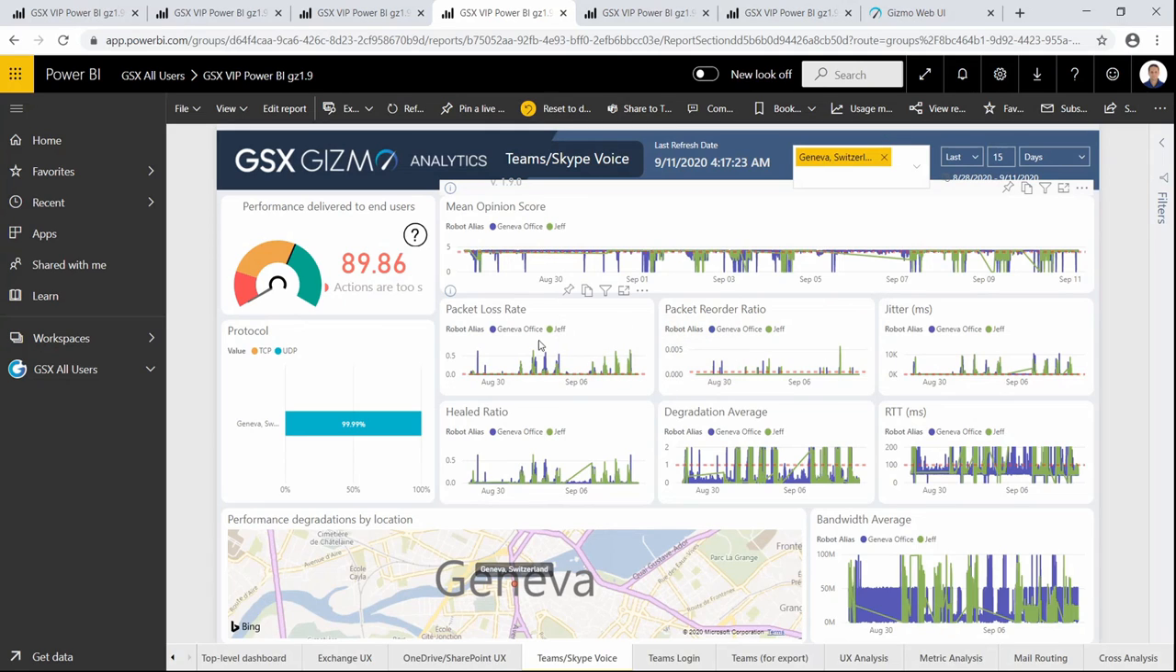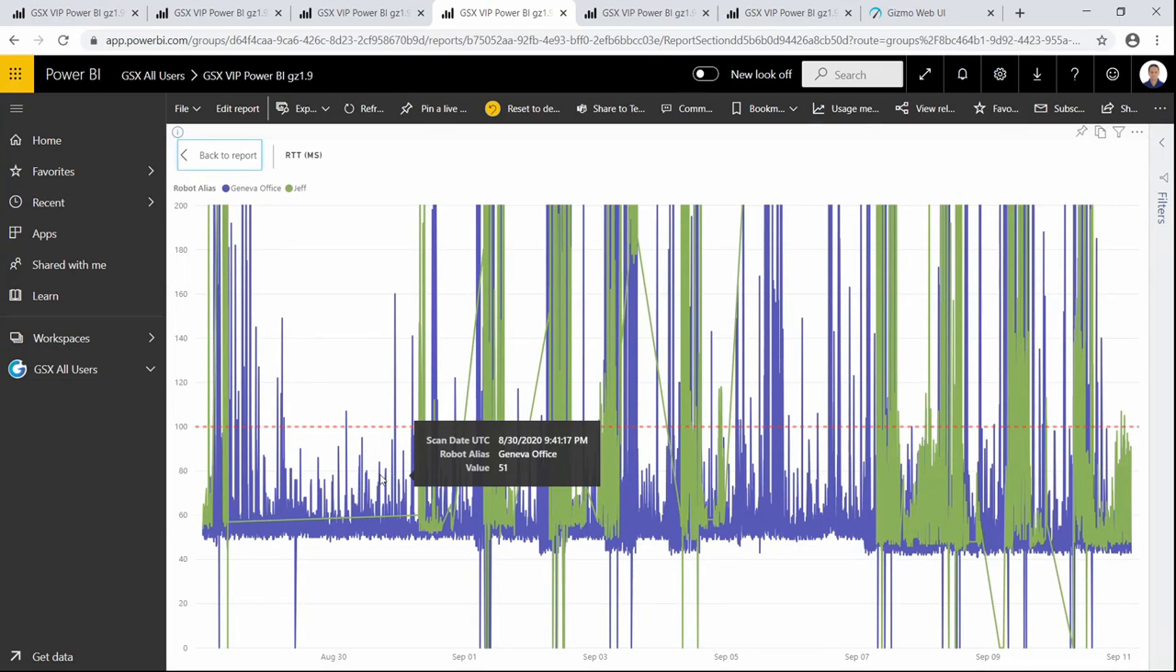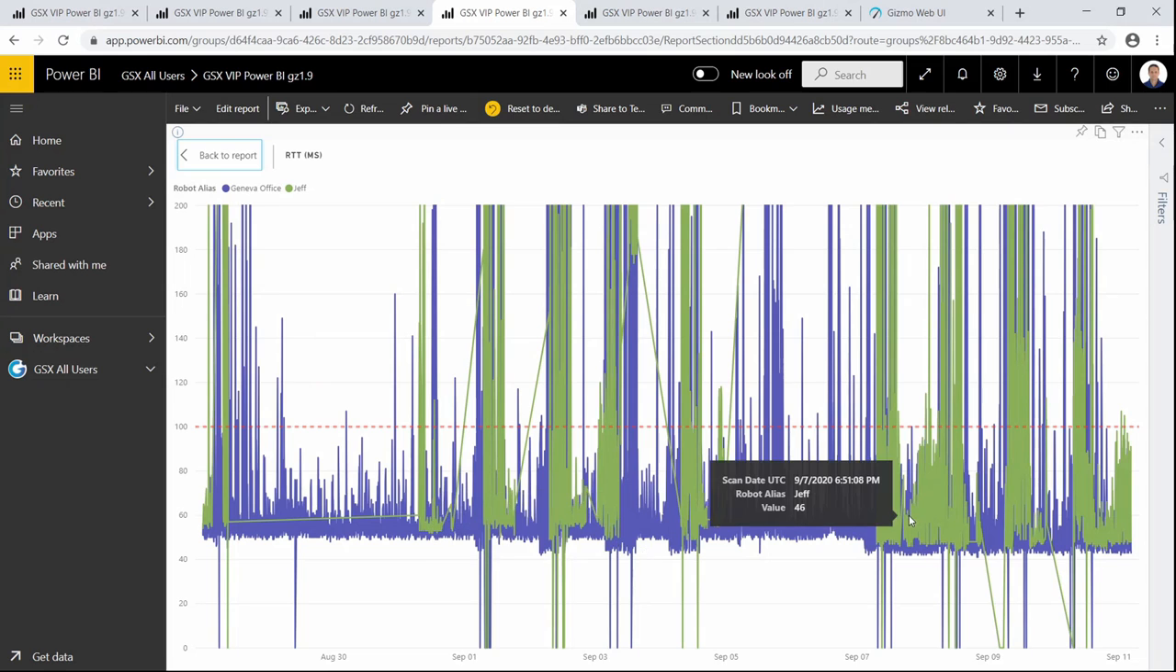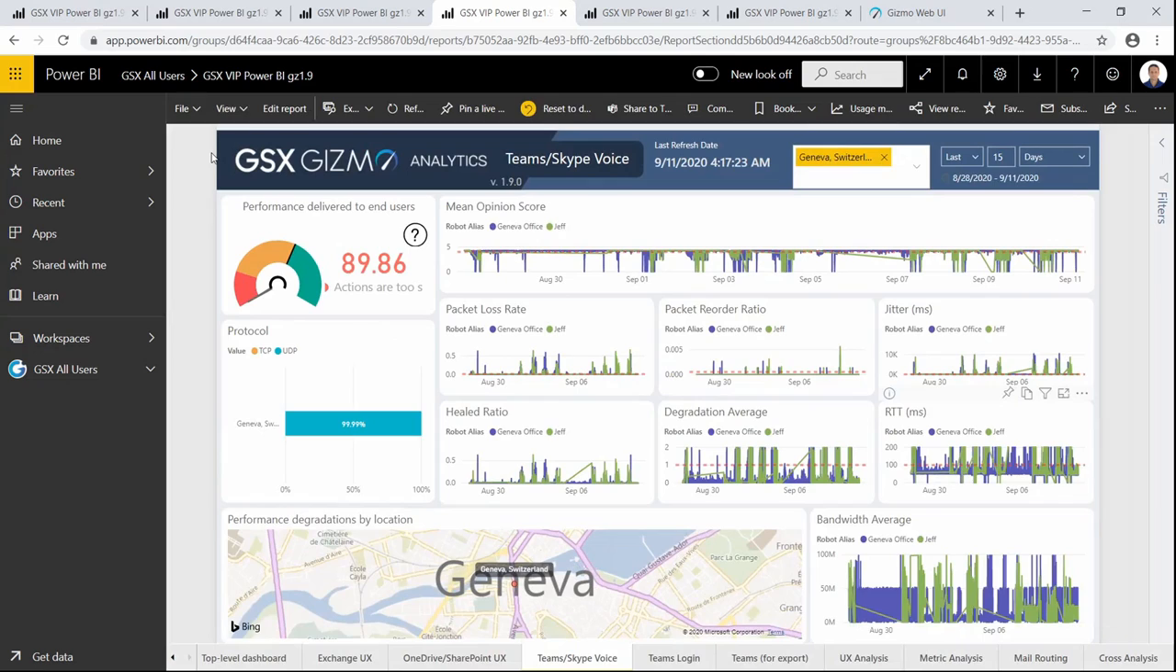You can see that the packet loss is bursting, the degradation average is horrible, and the RTT is also very bad. So obviously something is sometimes working, sometimes not working. We don't know exactly what it is, but usually when you have these kinds of on-and-off issues only at a local station or a local location, then you should really check the locality. And that's what we did.